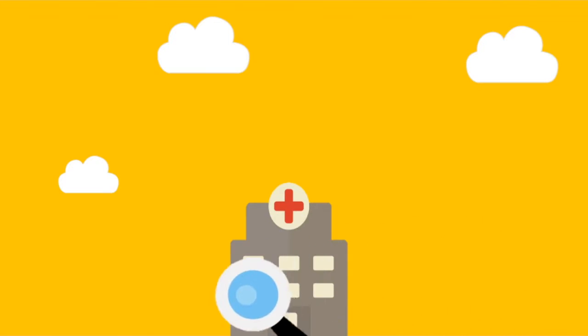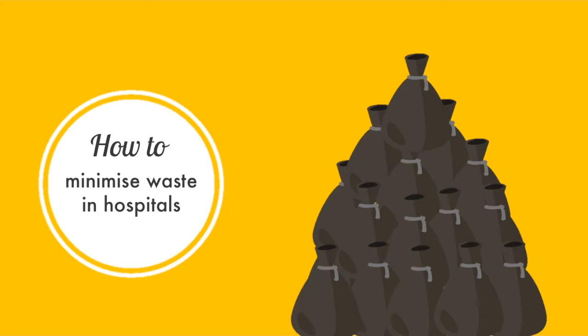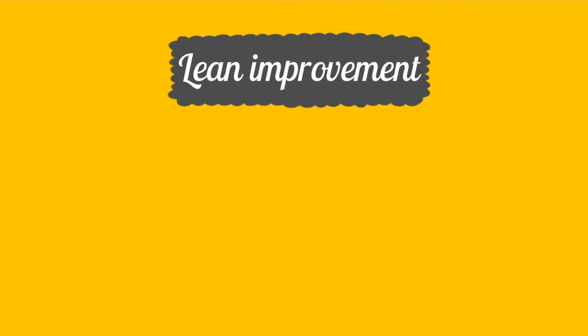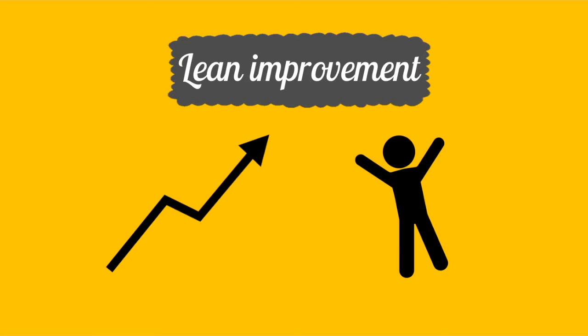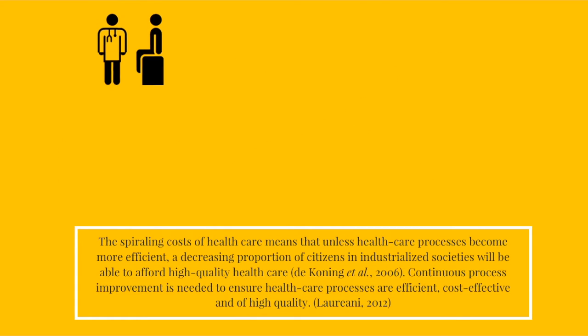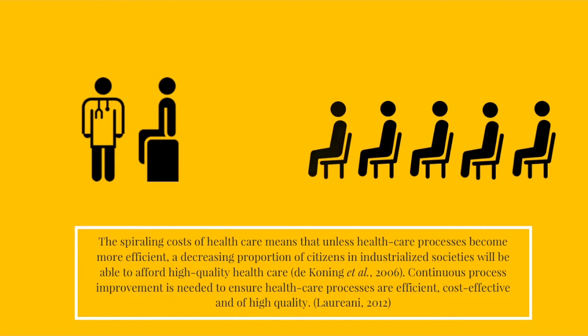Through analyzing the process layout of a typical NHS hospital, we have focused on investigating how to minimize waste in hospitals through the lean improvement process. This is an approach that aims to eliminate waste and improve the general functioning of an organization, while ensuring that there is room for further change and improvement and patients are satisfied. It is not only important to reduce costs for the NHS itself, but if healthcare costs continue to rise, then this means that fewer citizens will be able to afford higher quality healthcare.